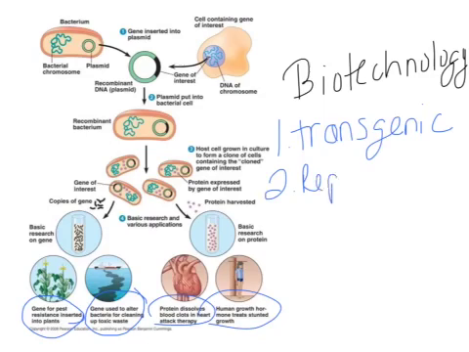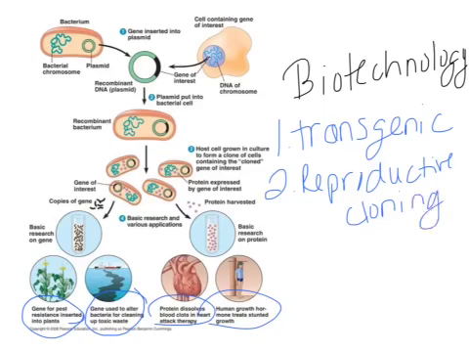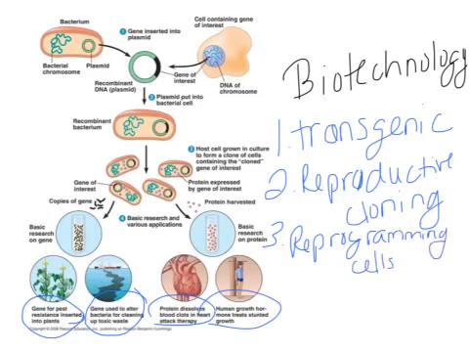Another one would be reproductive cloning. And like I said, we're going to talk about each one of these separately, and a little bit more in depth, starting with reproductive cloning. That'll be on the other video. But reproductive cloning is exactly what it says. We're making exact clones or exact copies of the particular species. Another would be reprogramming the cells. We'll talk some about stem cells, and differentiation of the cells and trying to get them to differentiate into other cells.